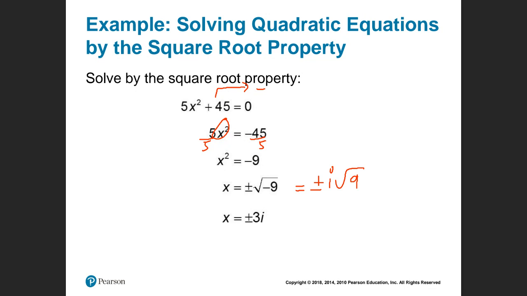Remember that formula. Don't forget about that. So now x equals plus or minus the square root of 9, which is 3. So the answer is x equals plus or minus 3i.